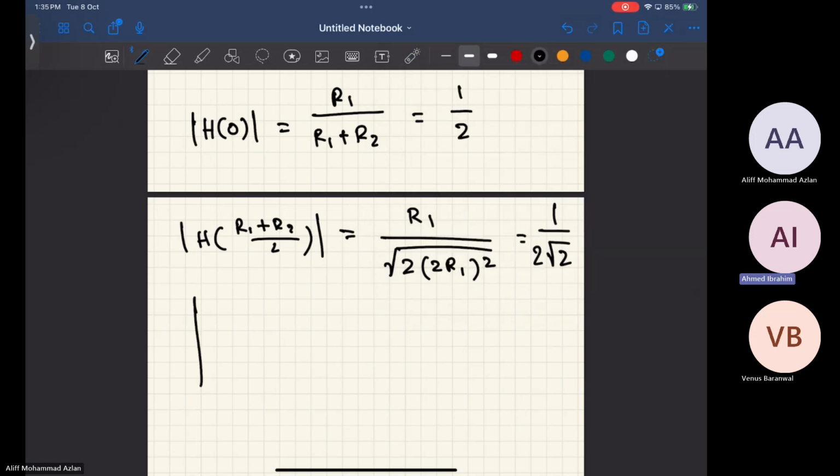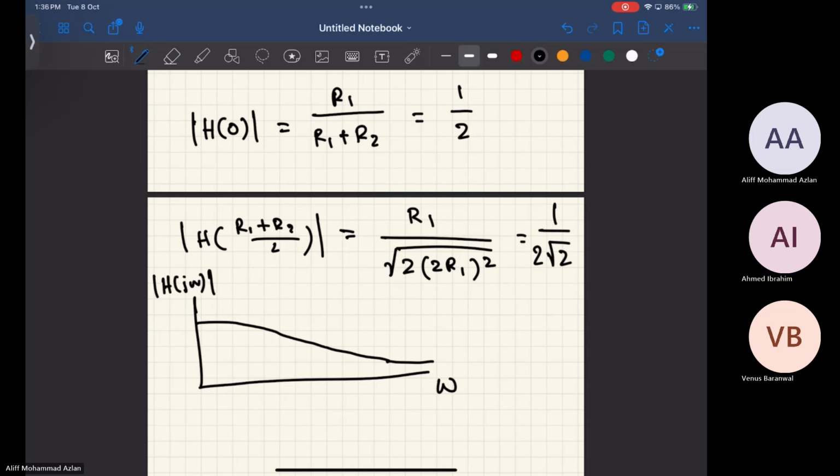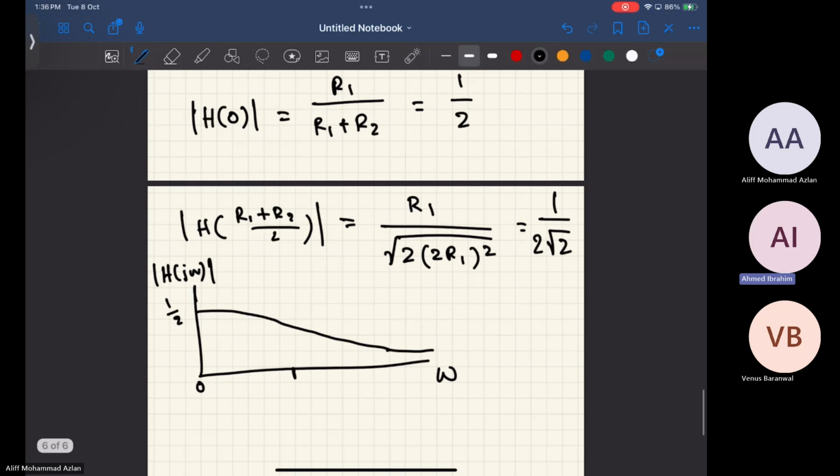And so when we sketch that, that's going to look something like this. Here that's our omega, and that's the magnitude response. At 0, we have a half, and at this value, which is R1 over R1 plus R2, we have 1 on 2 root 2, and then this goes to 0.